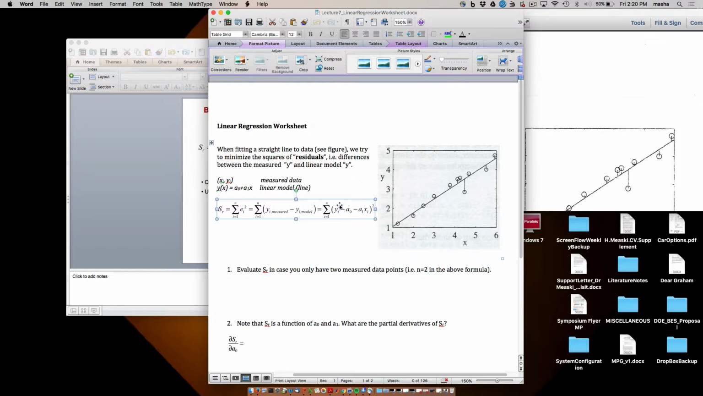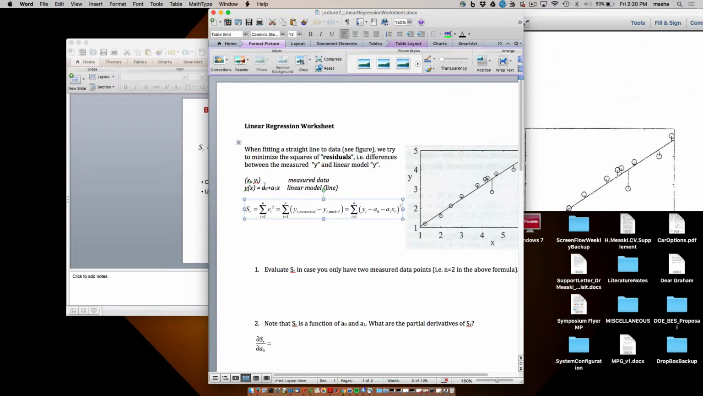So basically, I have some measured data, 2 vectors, and based on my x vector, I can make a vector of my predicted values, or my model data. And I'm assuming that my SR is the sum of the errors squared. This is also called least square regression.